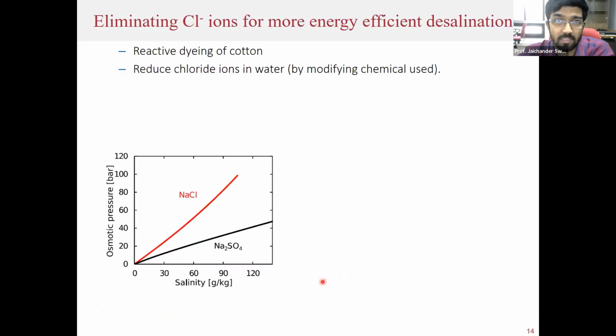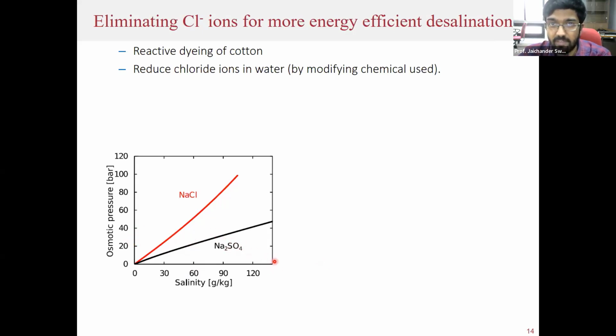So we look at some of the advantages associated with this. So first, from a thermodynamic perspective, eliminating chloride, basically you can see that if I compare sodium chloride versus sodium sulfate, at the same salinity, the osmotic pressure associated with my sodium sulfate solution is significantly lower. What this means is that I need to apply a lower pressure to achieve the desalination. The pressure applied has to be greater than the osmotic pressure of the solution.